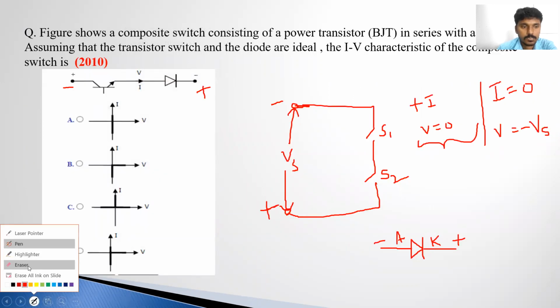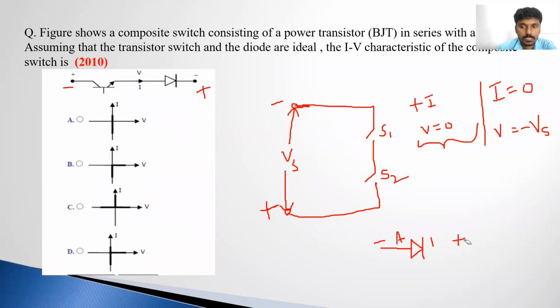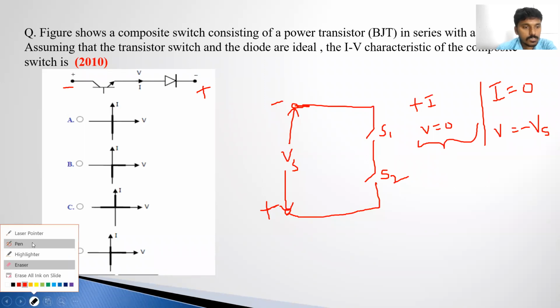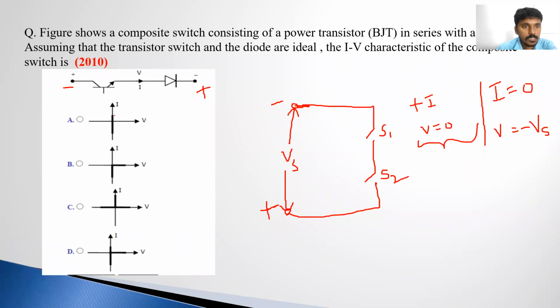So what is the answer? In the first case, current is positive and voltage is 0. In the second case, current is 0 and voltage is negative. So which one is the right answer here? A or B or C or D? A is the current is positive and negative. You can check the A option.